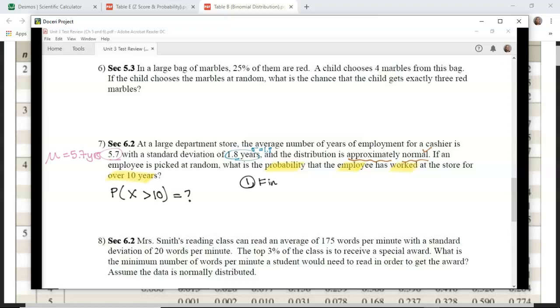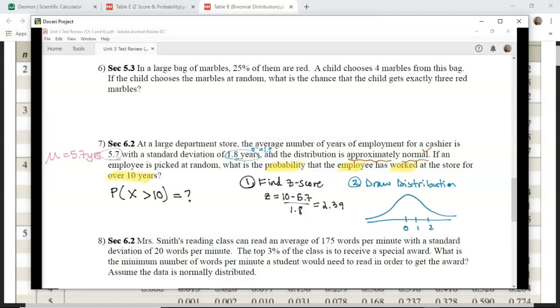So first, we need to find the z-score, right? Because we know this is normally distributed, or approximately normal, that means we can use table E to find the probability. To use table E, we need a z-score. So to find the z-score, we take the value minus the mean divided by standard deviation. We get 2.39. We always round it to 2 decimal places. Second, we draw out our distribution. So make your bell curve, mark off where you think the 2.39 is, and then we shade the appropriate area.